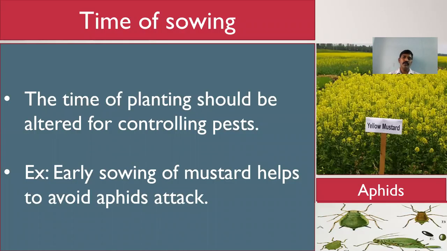Next, time of sowing. At a particular time, we have to plant and grow the crop. Here the time of planting should be altered for controlling pests. Yellow mustard can attract aphids. Aphids attack yellow mustard. In a particular season, at a particular time, we can sow to control these pests. Early sowing of mustard helps to avoid aphid attack. In this manner, time also plays a major role in controlling the pests.